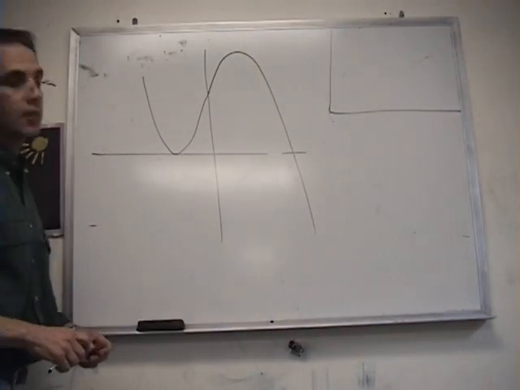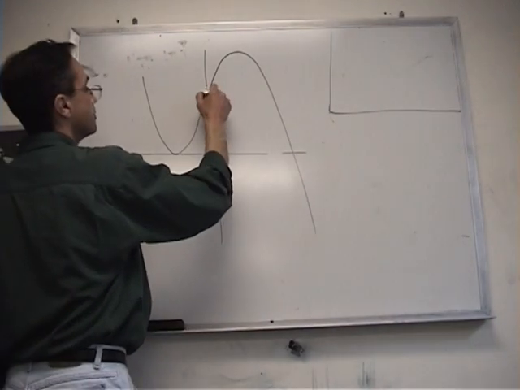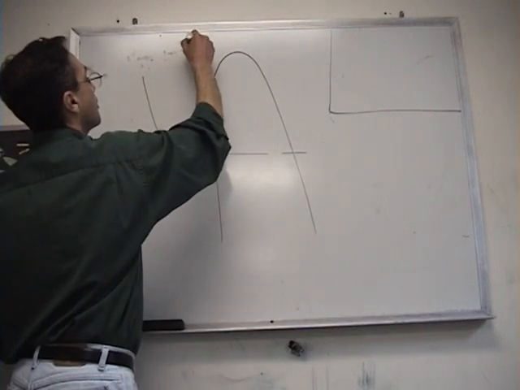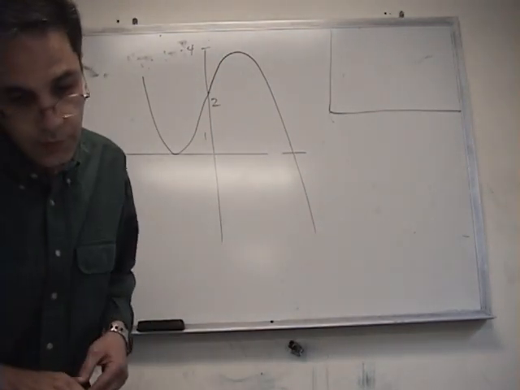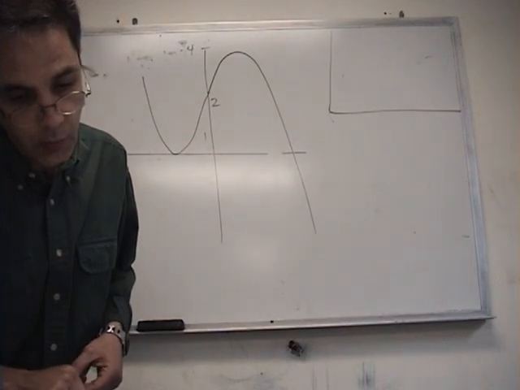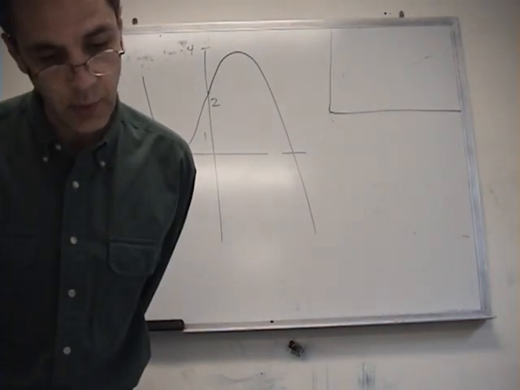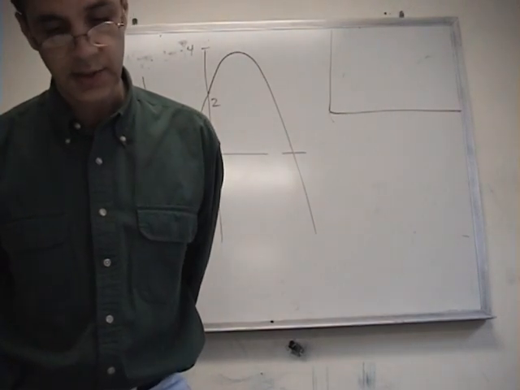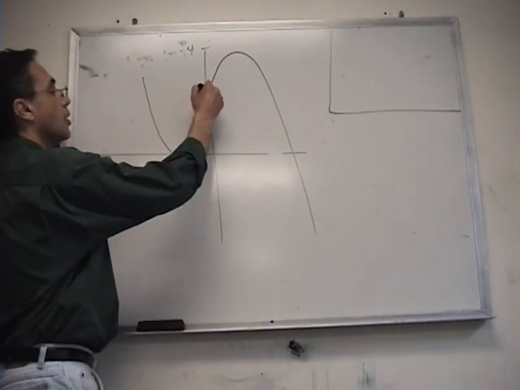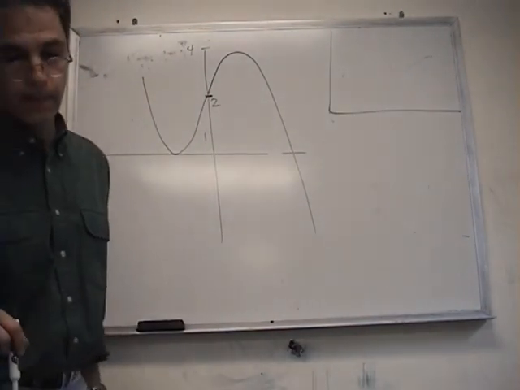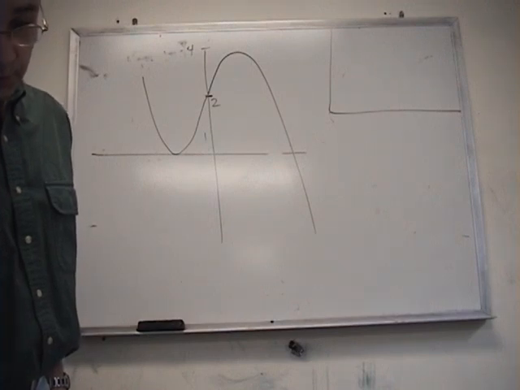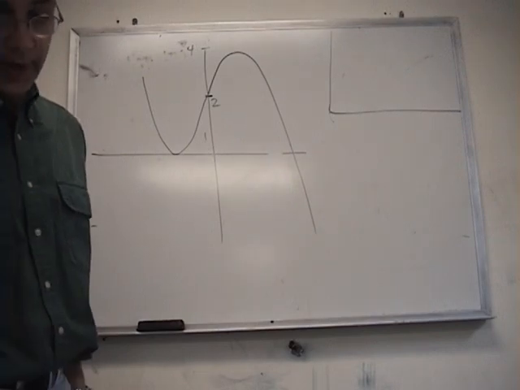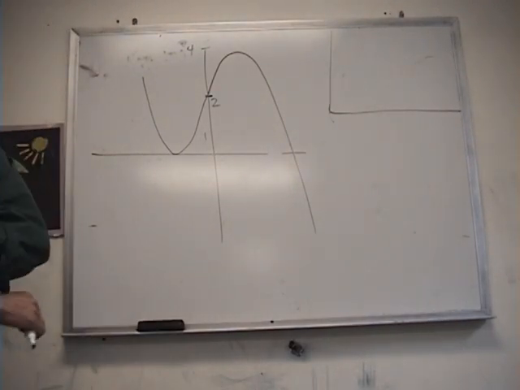Okay, Becca. What do you think? If you go to the 2 on the graph, on the y-axis, and then you find what the x is for that, what is it? 0. You're right, f of 0 equals 2.